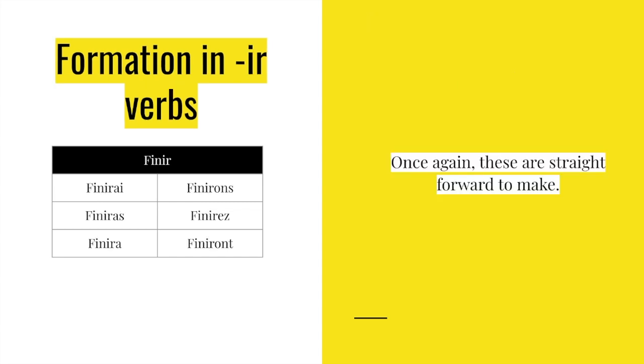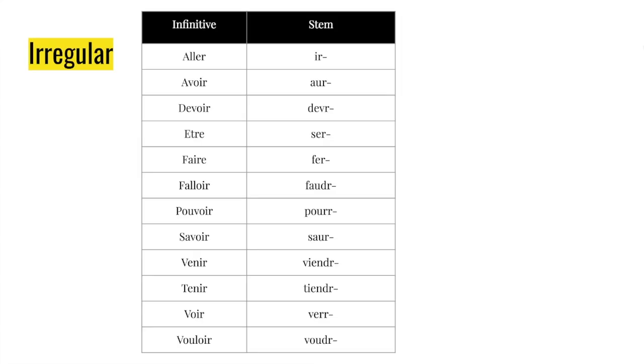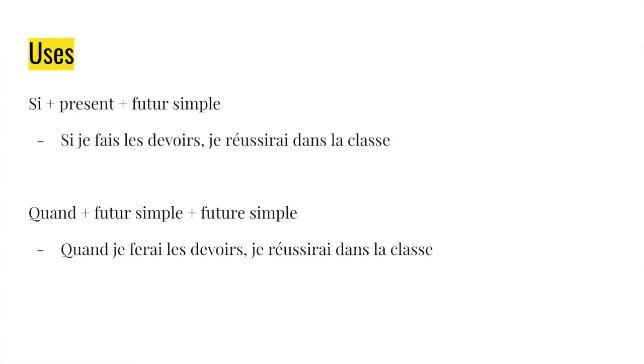Now moving on to IR verbs. Once again, you keep the infinitive as your stem, and then you just add on the same endings as before. Now moving on to RE verbs. These are a little bit different because you have to drop the E from the infinitive before you place the endings. This is just to ensure that you don't have any EAs or EOs when you add the endings, which can make for weird pronunciation. The irregulars for this tense look a little bit strange, but they're really important to know because it helps with the conditional as well.